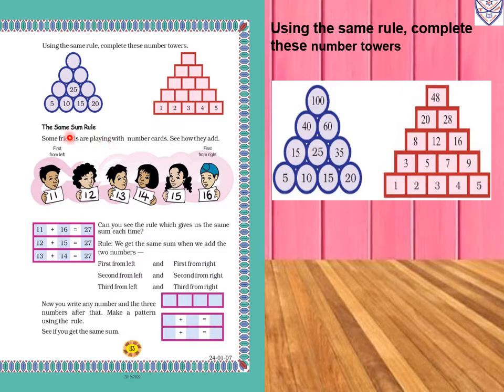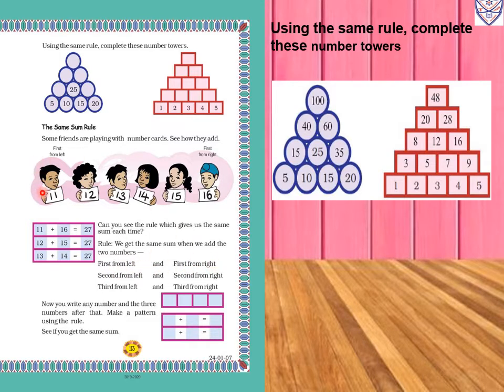Now the same sum rule. Some friends are playing with number cards. See how they add. Here first from left and first from right. Can you see the rule which gives us the same sum each time? Rule: we get the same sum when we add the two numbers. Sum means what? Addition. So we add first from left and first from right, and that sum will give us the same.